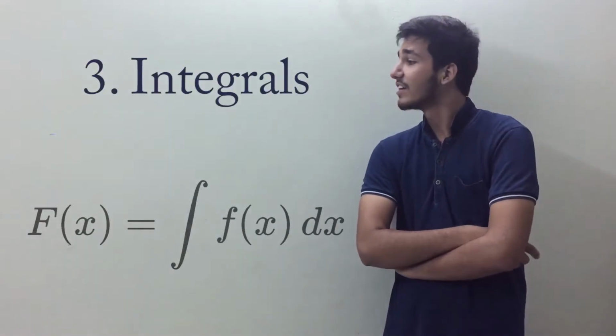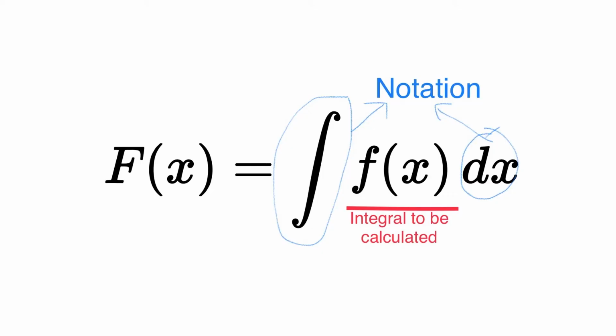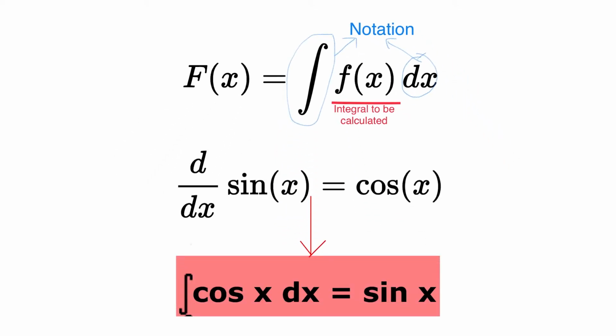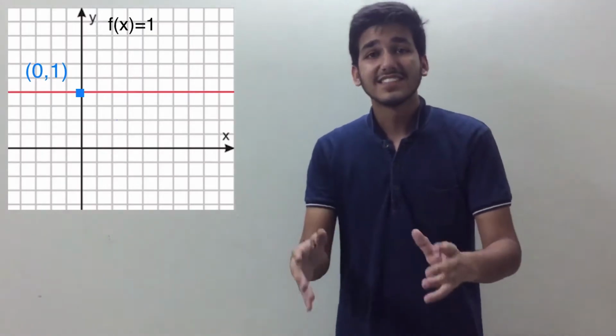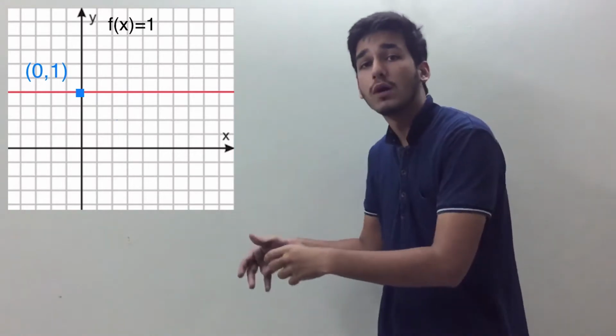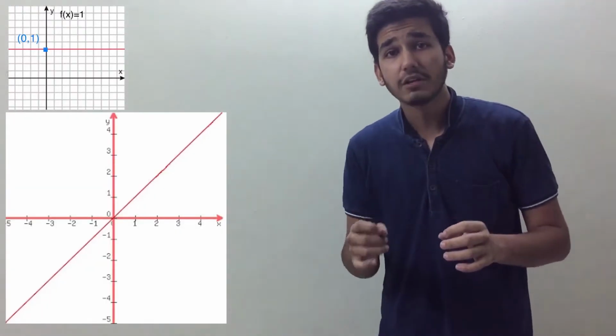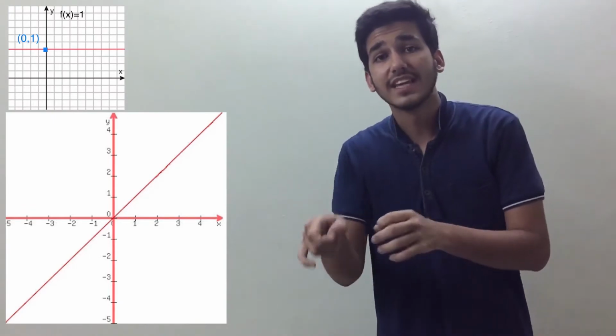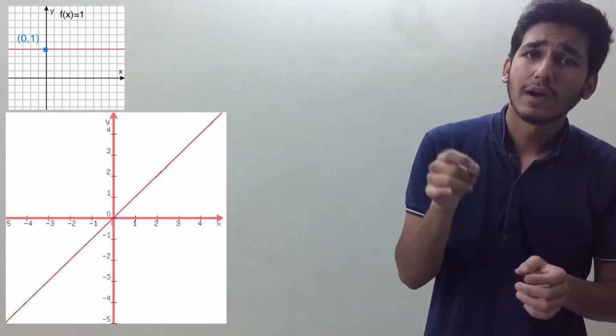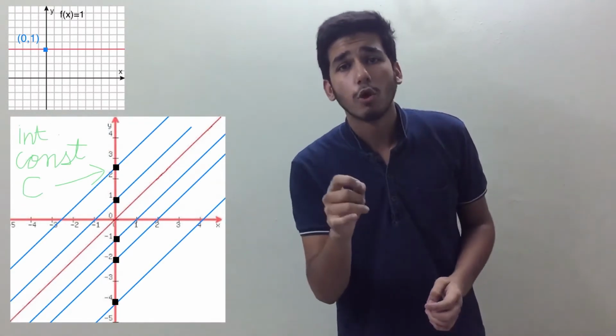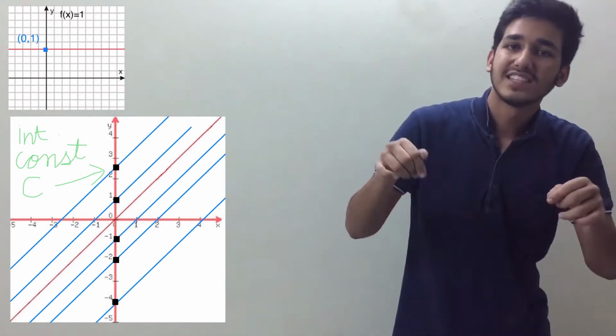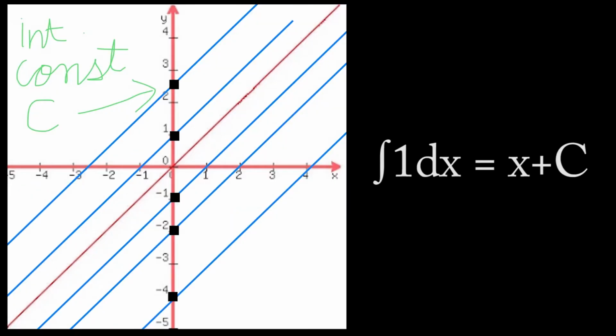Number 3, integrals. Think of it as the reverse of derivatives. To find the integral of f(x), you have to think of a function whose derivative is f(x). Okay, so let us consider a constant function f(x) equals 1. In this case, the function having slope equals 1 is the line f(x) equals x, but any line parallel to f(x) equals x also has slope equals 1. So this is where the integral constant c comes in, which in this case represents the y-intercept of lines. So the integral of f(x) equals 1 is x plus c.